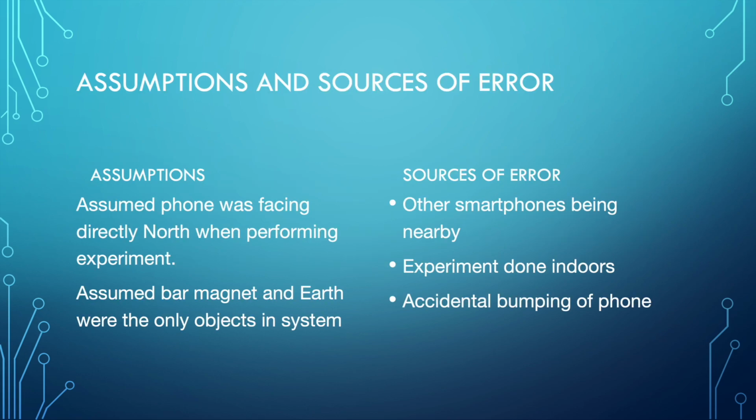And here are our assumptions and sources of error. We assumed the phone was facing directly north when performing our experiment. We assumed the bar magnet and Earth were the only objects in our system, as in no other magnetic objects were affecting our system. And our sources of error could be other smartphones nearby, being done indoors, and the accidental bumping of a phone in the experiment.